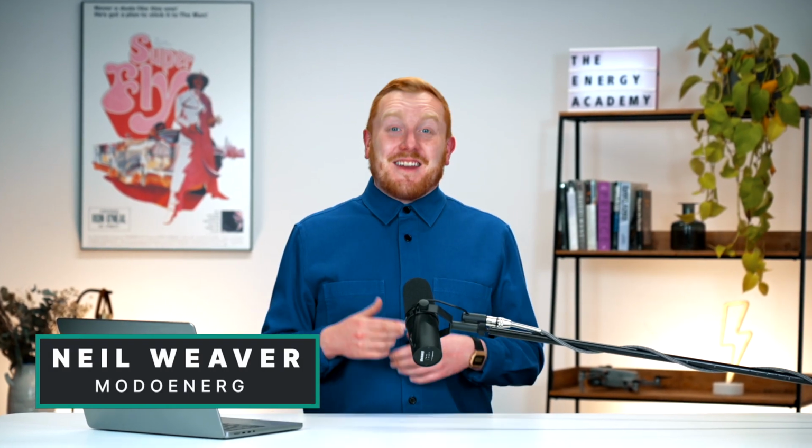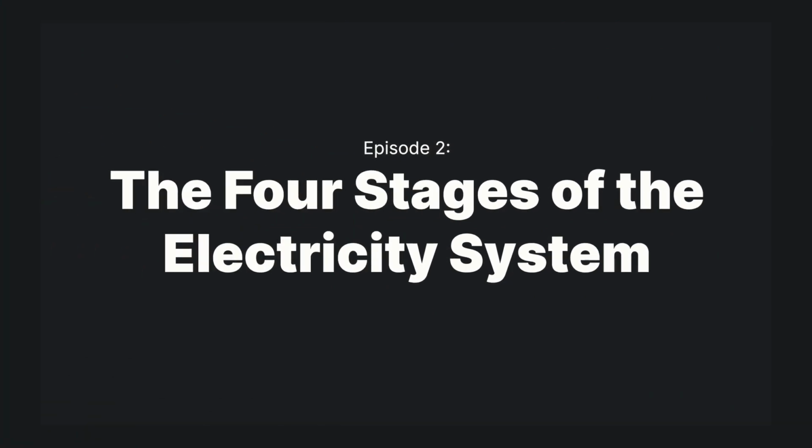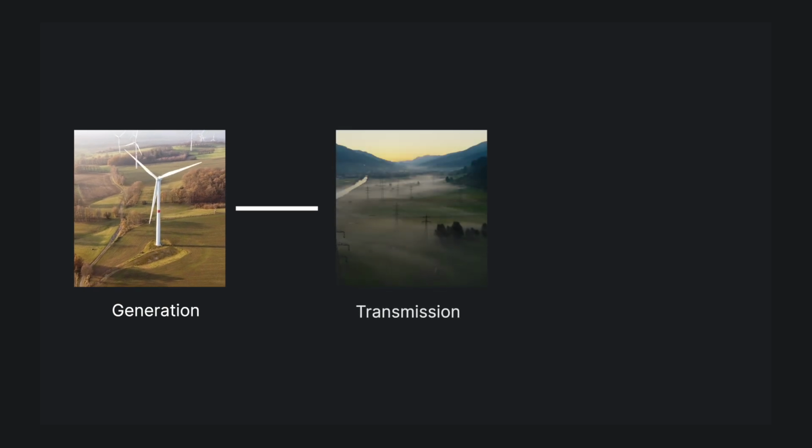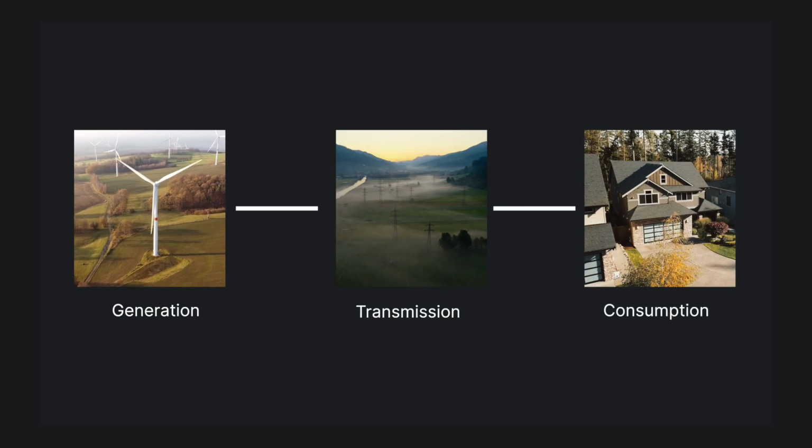I'm Neil Weaver, and in this episode, I'll be introducing you to the four main stages of any electricity system. In order to turn your lights on, you need electricity. That electricity must travel from a generation site, a power station or wind farm or the like, across transmission lines and into your home. Simple.